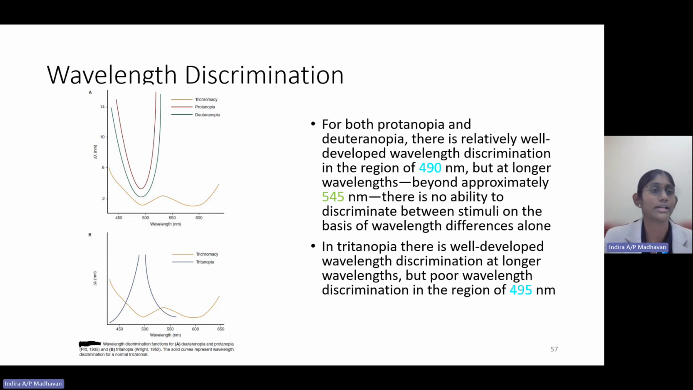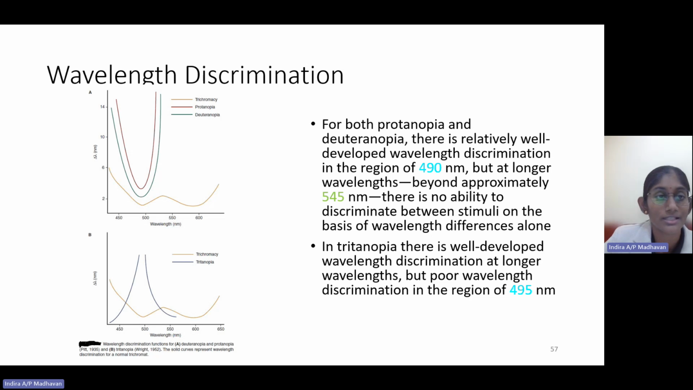Now we're going to look at patients who have protanopia and deuteranopia first. Based on this graph, for protanopia and deuteranopia, there is relatively well-developed wavelength discrimination in the region of 490. You can see the peak is over here, and that is the shortest wavelength that they have. But at longer wavelengths, beyond approximately 545, about here, there is no ability to discriminate color.